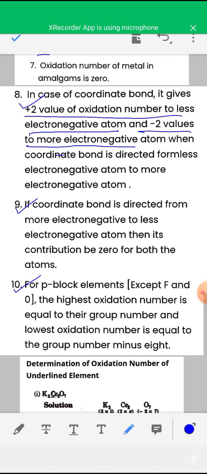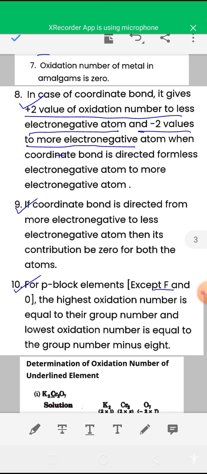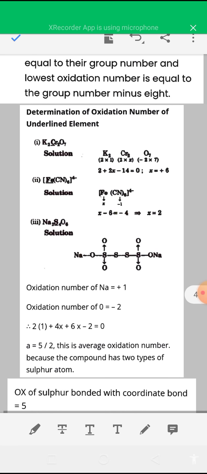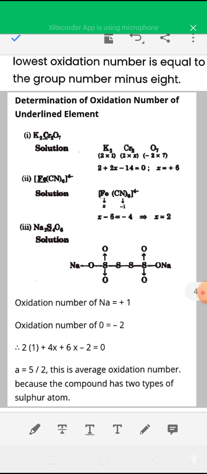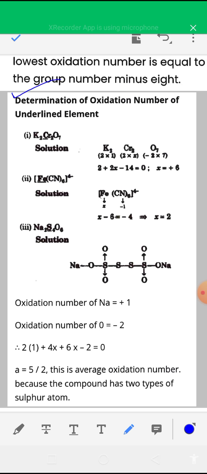And for p block element except fluorine and oxygen, highest oxidation number is equal to their group number, and lowest oxidation number equal to the group number -8. Now see some examples. Using these points, you can calculate the oxidation number of different elements in a compound.